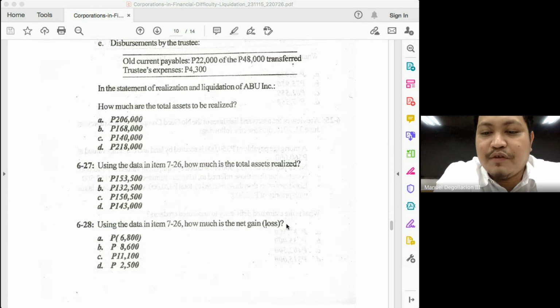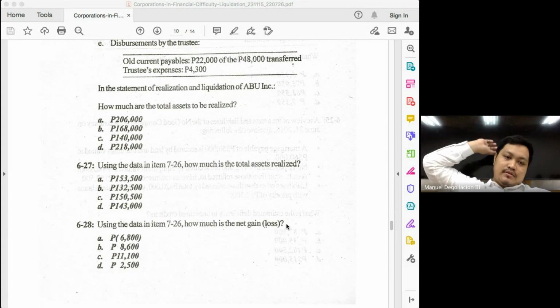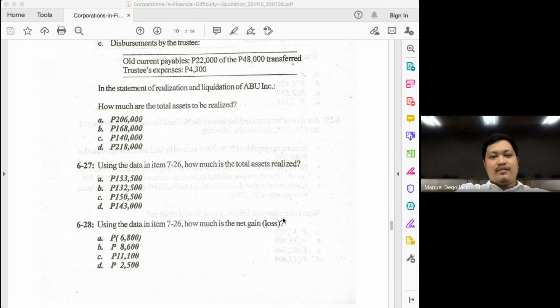So we had a gain of 15,000, loss on the sale of the marketable securities of 1,500, depreciation of 16,000, and liquidation expenses of 4,300. How much will that give us, class? A net loss of 6,800.